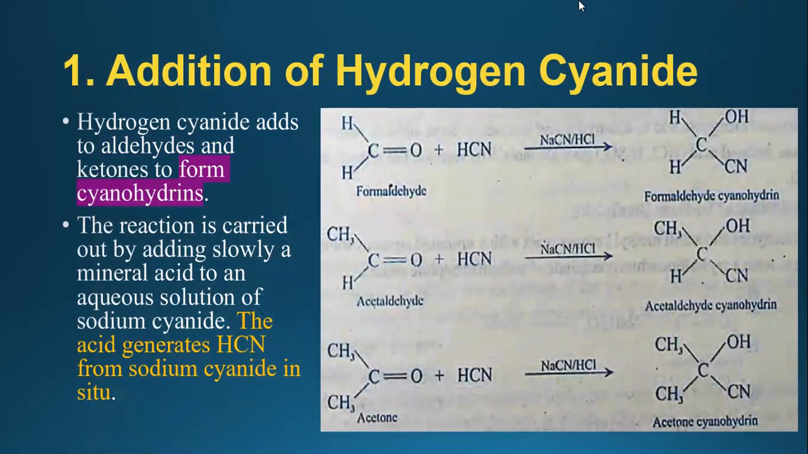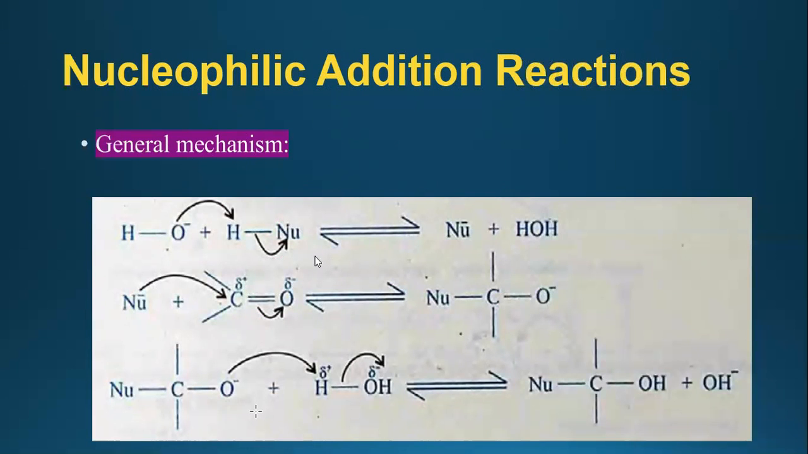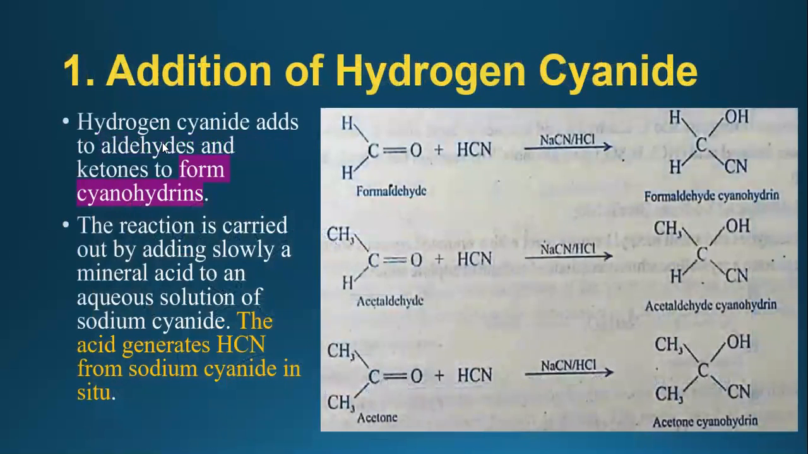Now, dear student, you will see the addition of hydrogen cyanide. In the previous step, you have seen the mechanism for hydrogen cyanide, and if the nucleophile is the CN negative ion, then the whole mechanism will follow the same pattern. In the case of hydrogen cyanide, the reaction takes place in the presence of two types of compound, that is sodium cyanide as well as HCl.